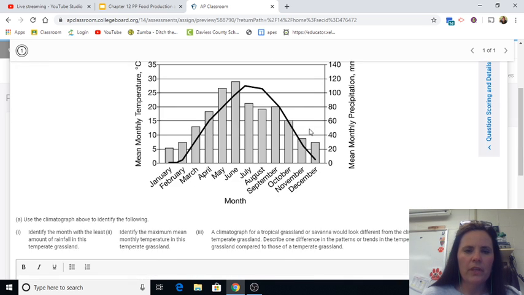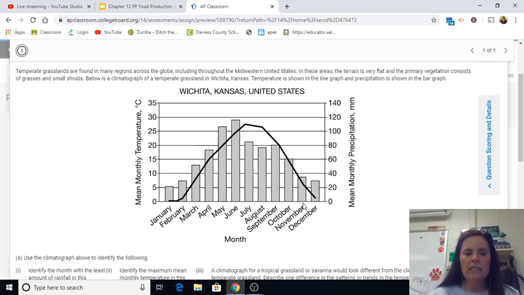Okay. So you can look at mean monthly precipitation and mean monthly temperature. So when I'm looking at January, we can tell that the temperature was about 5 degrees and that we didn't have any precipitation. I said it backwards, I'm sorry. But I'm saying it right now.